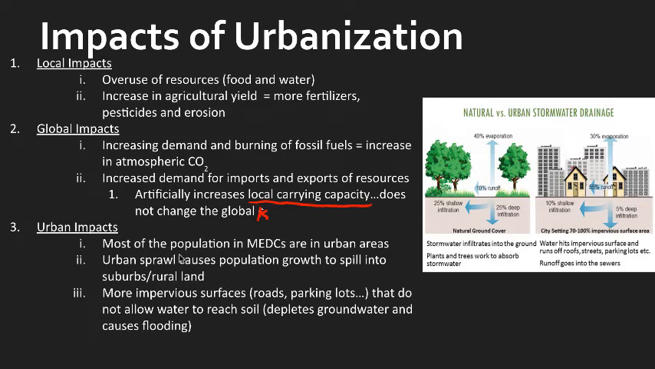Ultimately, when we're discussing impacts of urbanization, the urban impacts themselves, how does this affect society and cities? Most of the population in MEDC nations are in urban areas. Urban sprawl continues to occur, which means growth from the city spills out to suburbs, which takes up rural land or undeveloped land and creates subdivisions and businesses and all the things that we see every day.